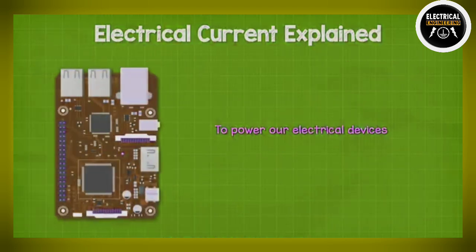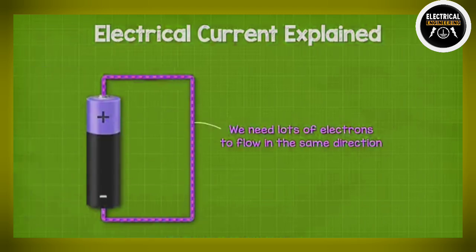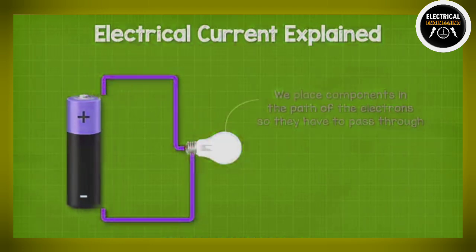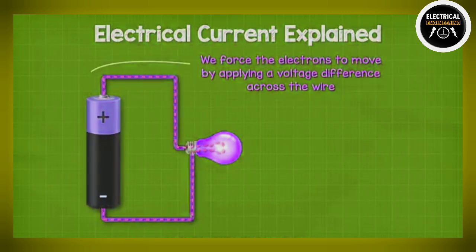For us to use electricity to power our devices, we need lots of electrons to flow in the same direction along a circuit. We can then place things like lamps in the way of these electrons so that they have to flow through it and generate light and heat in the process. To do this, we need to force the electrons to move, and we can do that by applying a voltage.